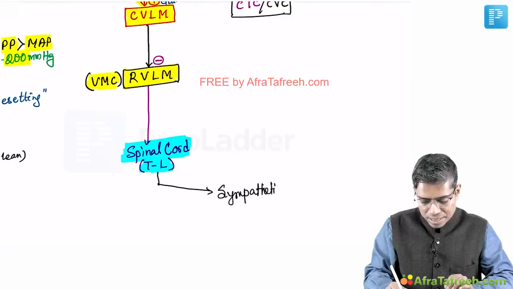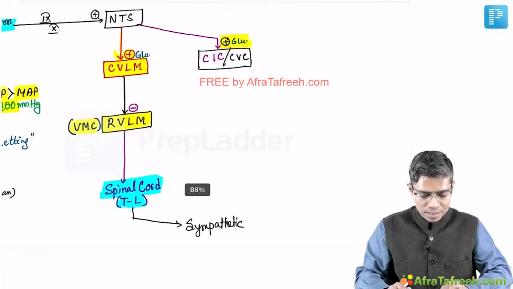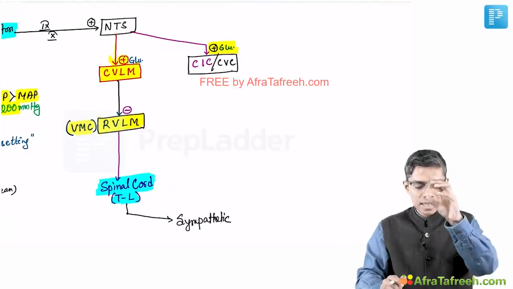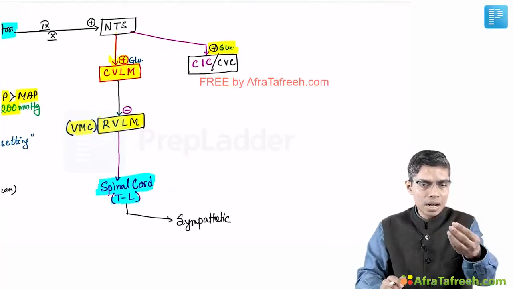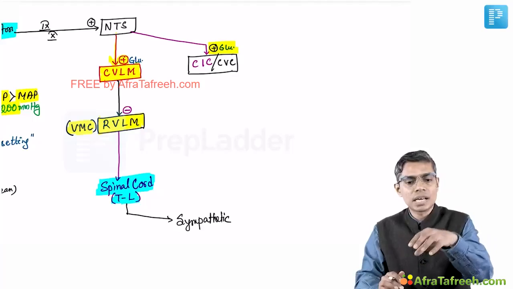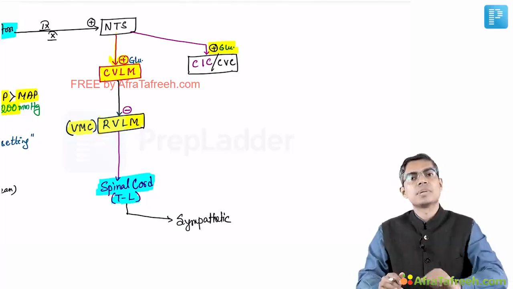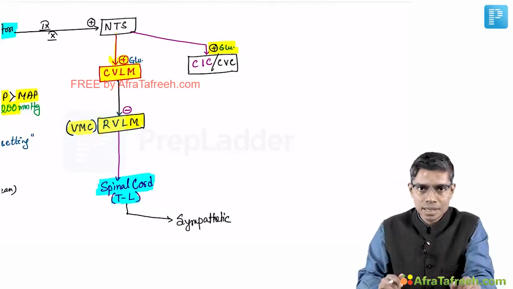Sympathetic system. Getting my point? So basically now I can understand that NTS is connected with CVLM, CVLM is connected with RVLM, RVLM is connected with spinal cord, and that spinal cord is giving rise to sympathetic system, thoracolumbar division, right?